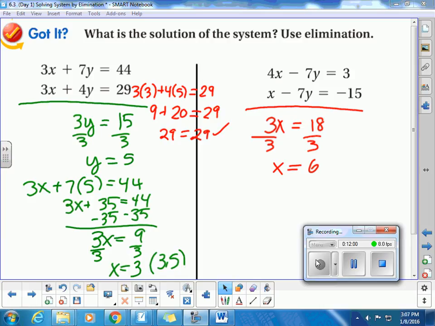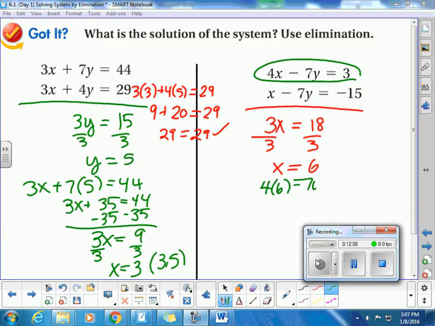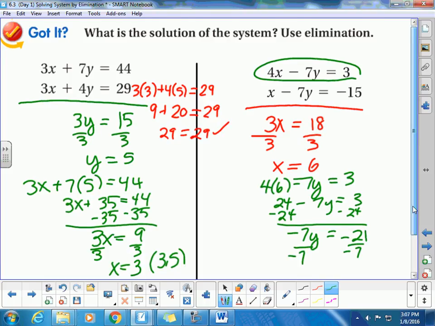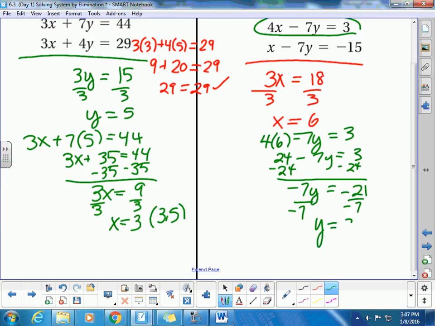If I plug it into the top equation, I get 4 times 6 minus 7 times y equals 3. So 6 times 4 is 24 minus 7y equals 3. I'm going to subtract 24. You get -7y equals -21. Divide by -7. Then you should get y equals 3. So we have the ordered pair 6, 3.